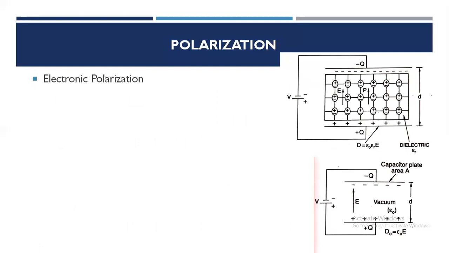Let's see the polarization. In the dielectric material, the bound electrons are predominant. Under the application of an external electric field, the bound electrons of an atom are displaced such that the centroid of the electronic cloud is separated from the centroid of the nucleus. The atom is then said to be polarized, thereby creating an electric dipole.